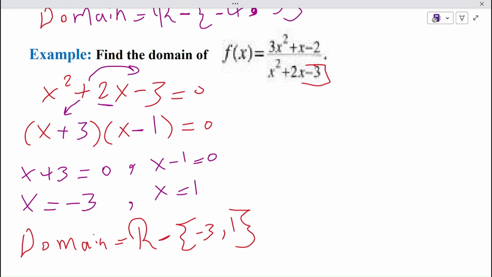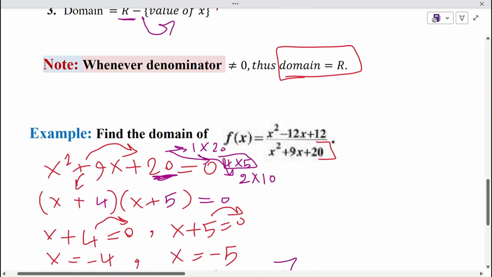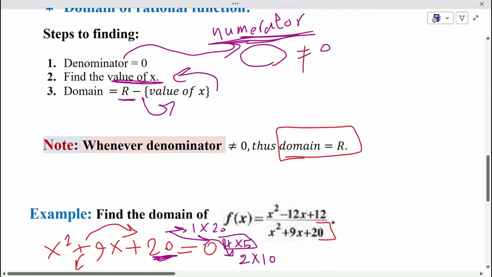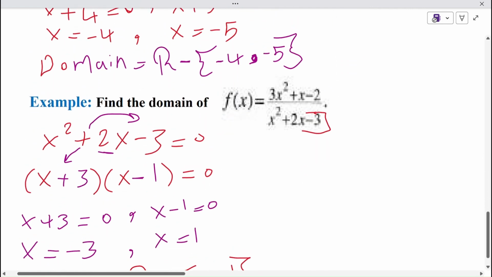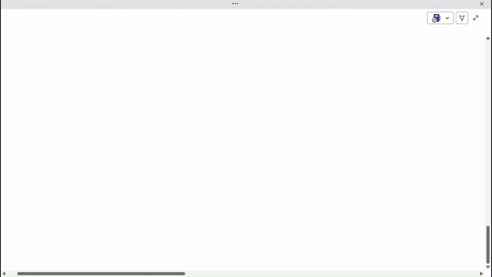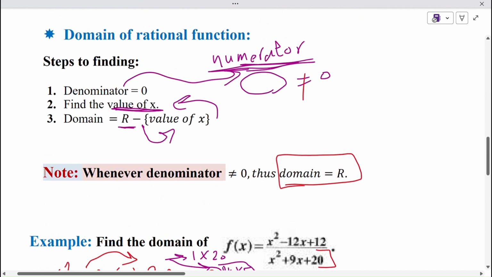You just have to know these steps. At first, find out the denominator, then find the value of x. Domain is equal to all R, it means all real numbers except this value, the value of this x. Okay, this is about the domain and rationality of the function.